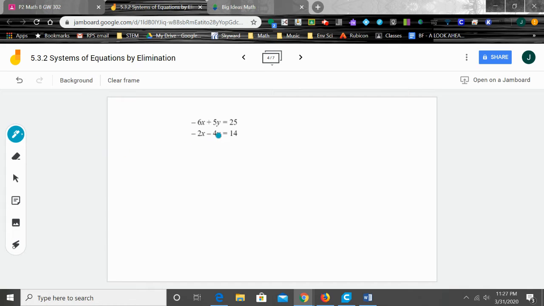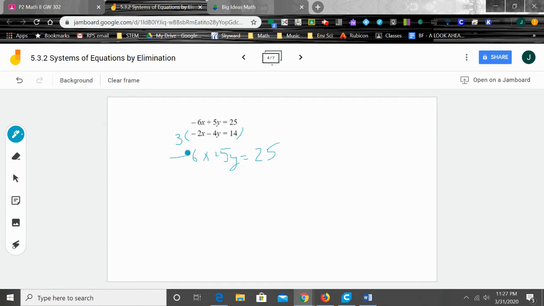Now here's the part that's kind of neat. What we're going to do is we're going to multiply the entire equation by 3. So we're going to do negative 2x by 3. We're going to do negative 4y by 3. And we're going to do 14 by 3. Okay. All right, so I'm just going to rewrite the top one so it's easiest for us to add them or subtract them, depending upon what we come out with.